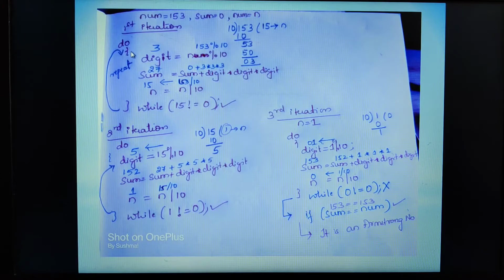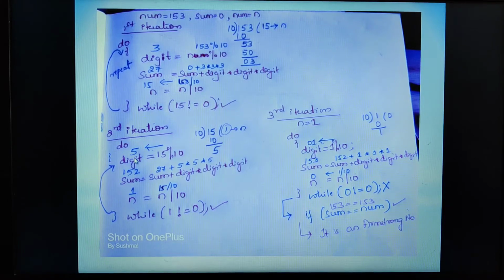Now at this point of time, we can say the second iteration. What happens in the second iteration? Look here, second iteration, do again. Digit: now the value of n is 15. 15 mod 10, 10 ones are 10, I got 5 out of it. So that 5 will be stored in the digit. Again, sum plus digit into digit into digit, that is 27 plus 5 into 5 into 5. So 5 into 5 into 5 is 125. 125 plus 27, I'll get it as 152.